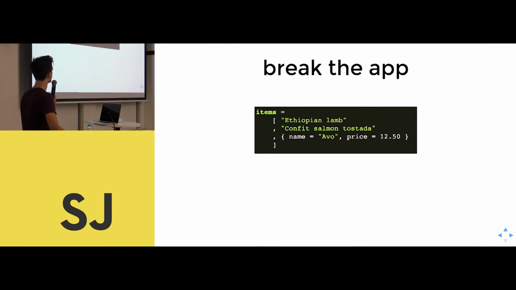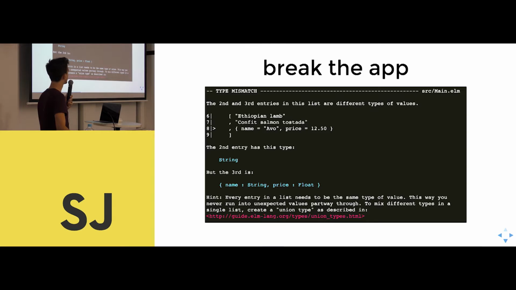So let's break this. We found a lot of people buying the avocado, and we want to price it up a bit higher. This is kind of going back to Rob's talk, where we're going to use this change debug workflow. So the compiler comes back and says, hey, your second entry doesn't look quite right, because the third one is quite different. One's a string, one's this weird thing, and it gives you a cool little link, and it describes to you that every entry in the list needs to be the same type of value. This way you can never run into unexpected values.